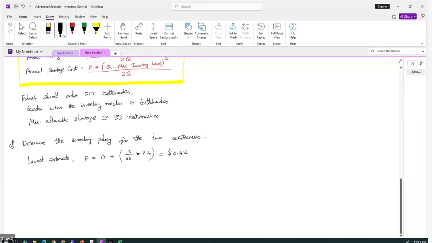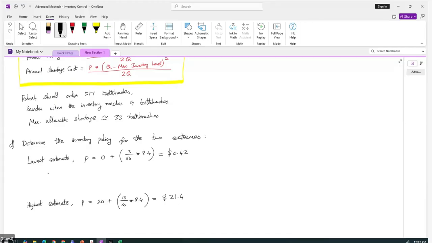So this is the lowest possible estimate. What is the highest estimate? Similarly, tell me. For the $20 shortage cost, $20 plus 10 minutes and $8.4 per hour. This is the wage. So this will give me the shortage cost up to even $21.4. Okay. So my shortage cost, lowest estimate is $0.42. Highest estimate is $21.4.